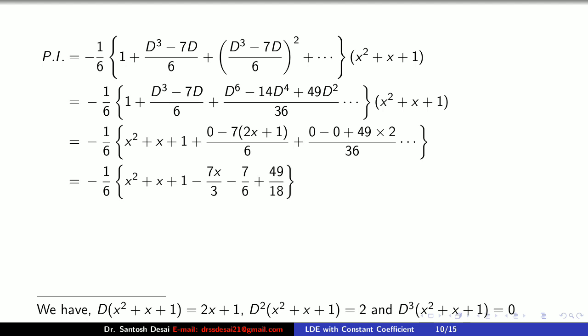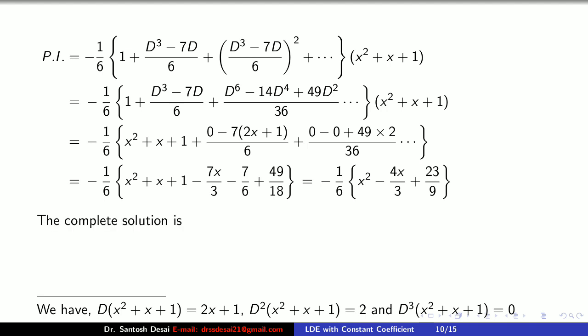Now simplifying this, we get minus 1 by 6. First term x square is as it is. Then simplify x minus 7x by 3. So it is minus 4x by 3. And simplifying constant terms, we get 23 divided by 9 and bracket complete. And this is the final particular integral.